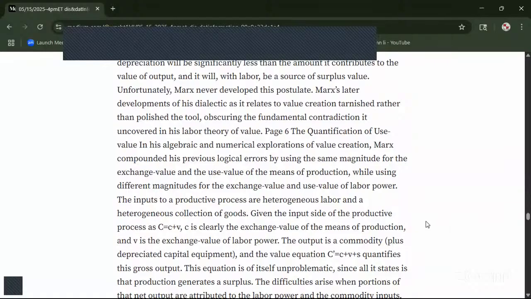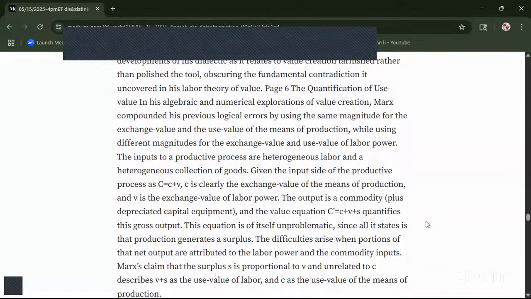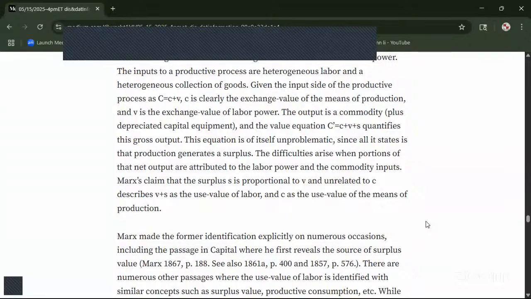The output is a commodity plus depreciated capital equipment, and the value equation, that is C prime equals C plus V plus S, is nothing new; it quantifies this gross output. This equation is of itself unproblematic since all it states is that production generates a surplus, S. The difficulties arise when portions of that net output are attributed either to the labor power or the commodity inputs. So, it's obvious that this is an identification problem. Marx's claim that the surplus, small s, is proportional to small v and unrelated to small c describes small v plus small s as the use value of labor and small c as the use value of the means of production.